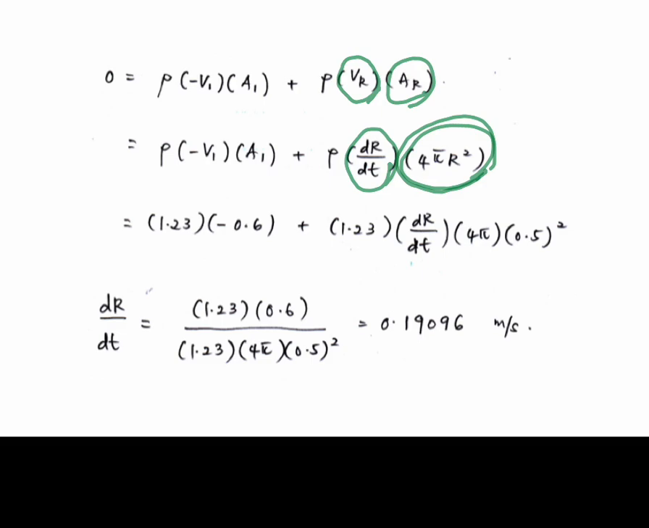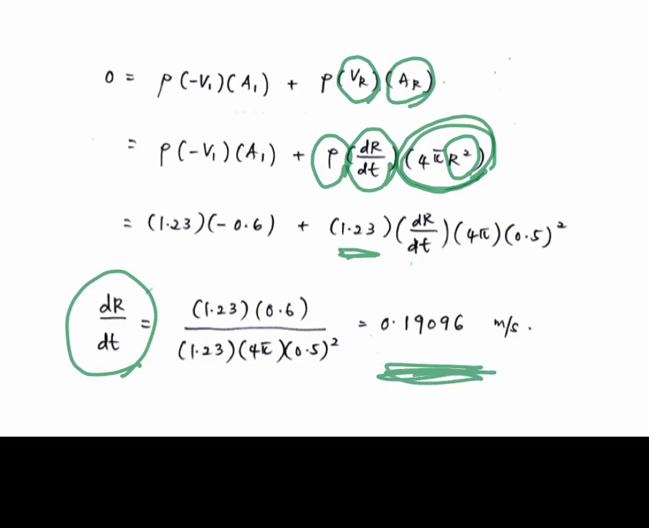And then we substitute all the values. We know that the density is 1.23 kilogram per meter cube, and the radius given in the question is equal to 0.5. Then we could calculate dr dt, which is positive, meaning the radius will increase along the time, and the rate, the speed of that radius increase, is 0.19096 meter per second.